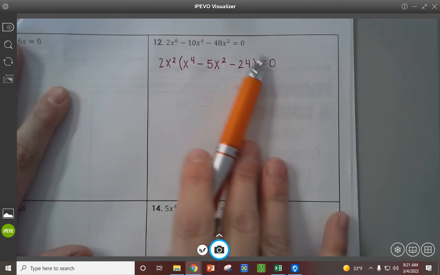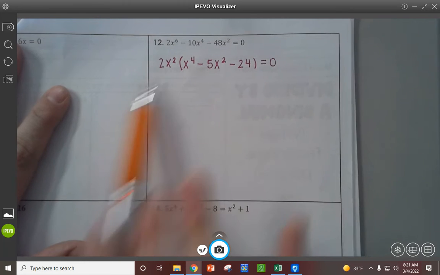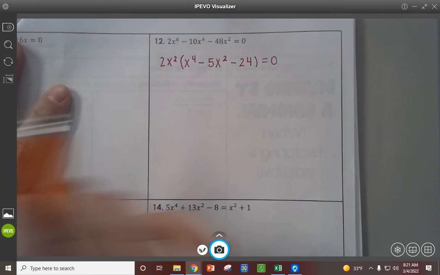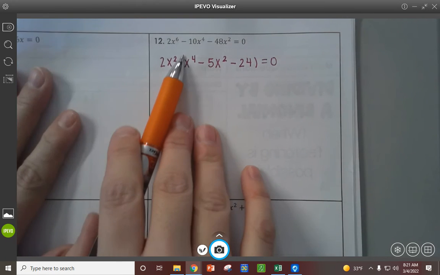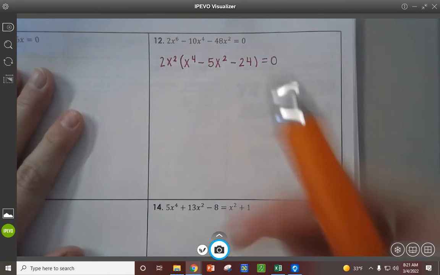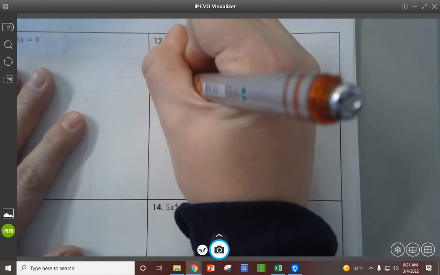And then we are left with a trinomial here in the parentheses. Do I need to use the box method? No. No, because there's not a number in the front. So grab this 2x squared.